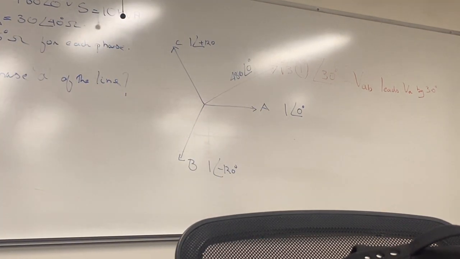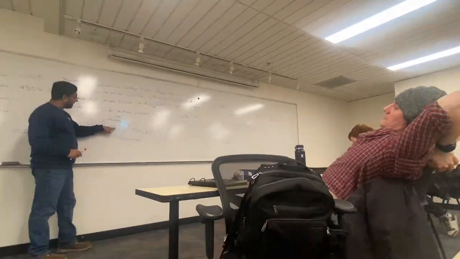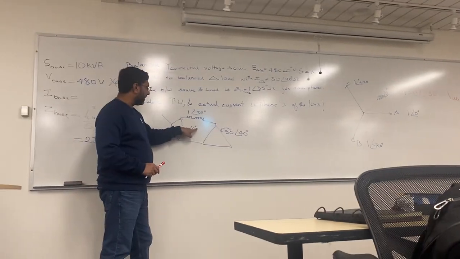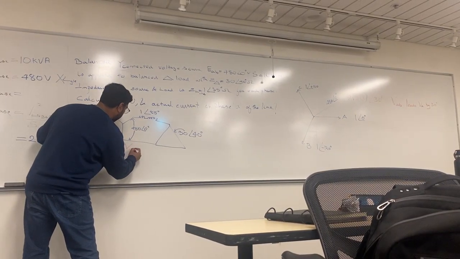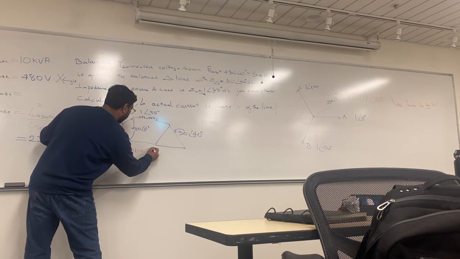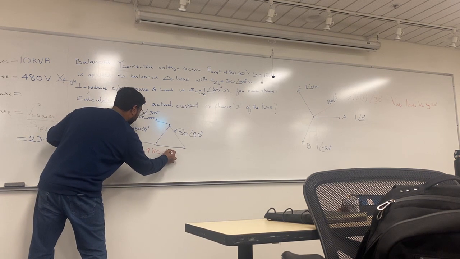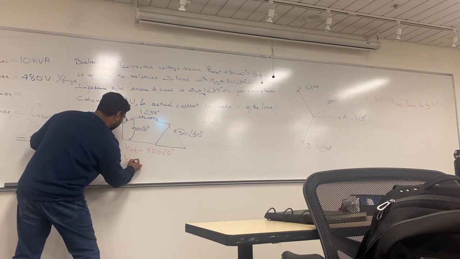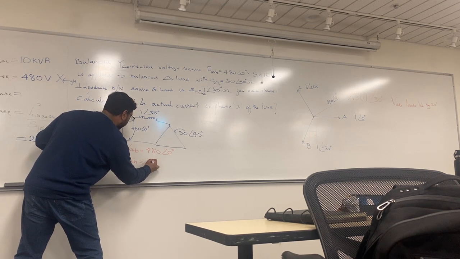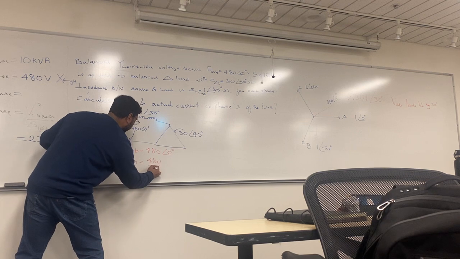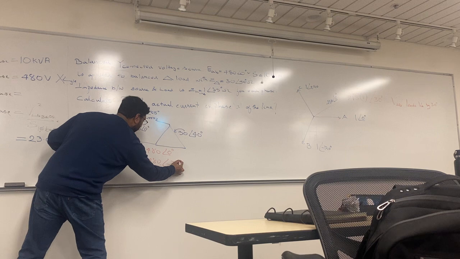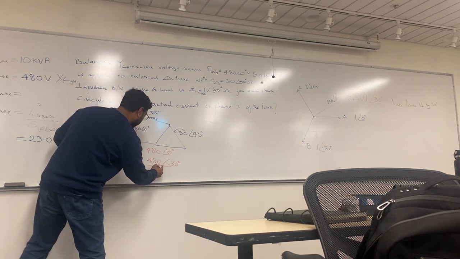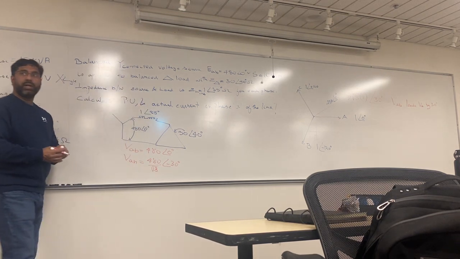So what I did here is, rather than making this as 480 volts with 30 degrees, I just took it at 0 degrees, which means my VAB is 480 angle 0, VAN is 480 divided by root 3 angle minus 30. I think this is 277. Got it?